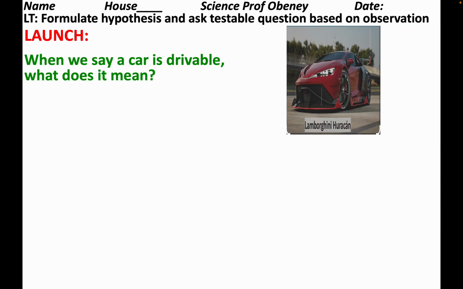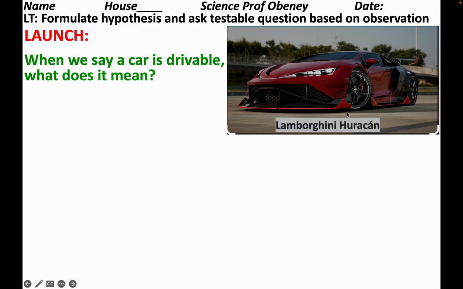Here we go. We have a Lamborghini Huracan. And when we say this Lamborghini Huracan is drivable, what does it mean? It means it drives. It means you can drive it. In the same way, when we say a question is testable, what does it mean for a question to be testable? Simply, it means you can test it.